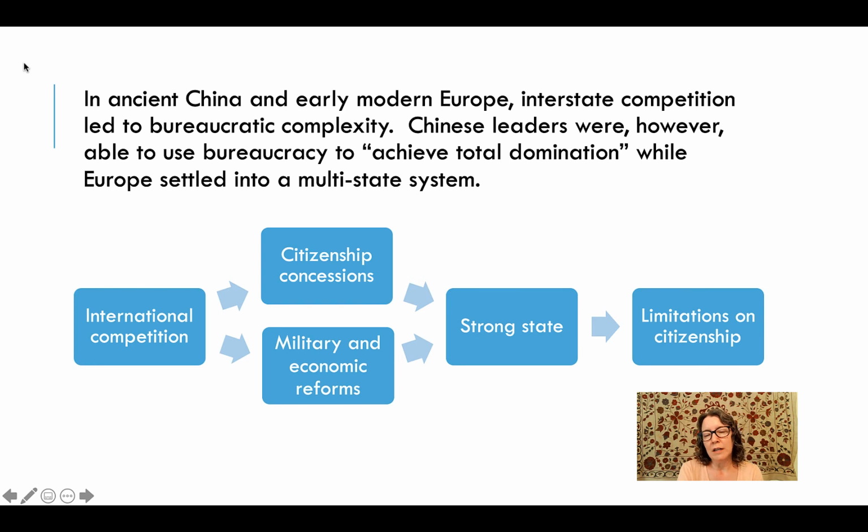The question that you need to ask is, does she provide a lot of evidence connecting those citizenship concessions and military and economic reforms to the cause that she proposes, international competition, and the effect that she proposes, that you get a strong bureaucracy coming out of that? Those connective elements are what's really most important in these historical narratives, and they're also really the hardest thing to demonstrate. So that's what you need to look for.